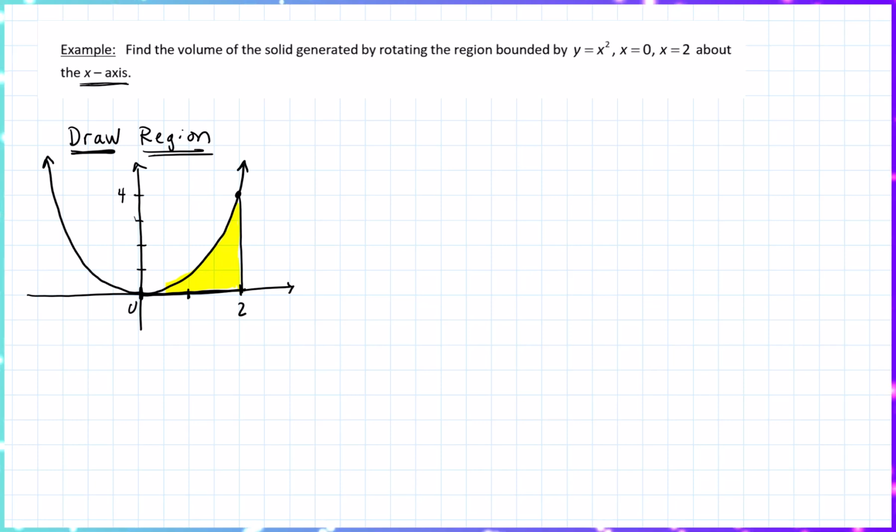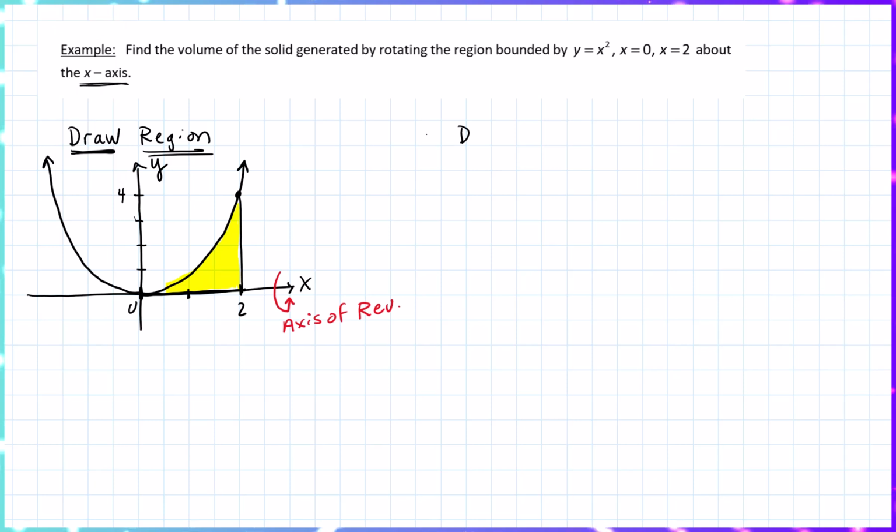When we're drawing the region, we also need to determine on that graph what we're revolving it about, and this is what we call the axis of revolution. So we're revolving this region around the x-axis. I should have labeled the x and y-axis, so let's do that. The axis of revolution is the actual x-axis. That's where we're revolving that. So that's the first thing we'll do.